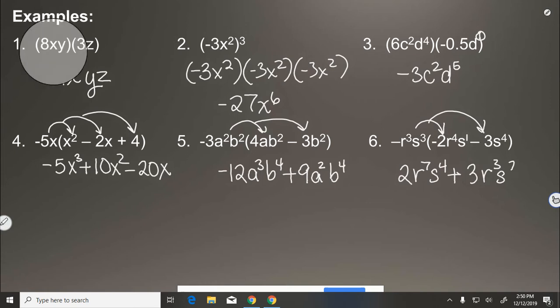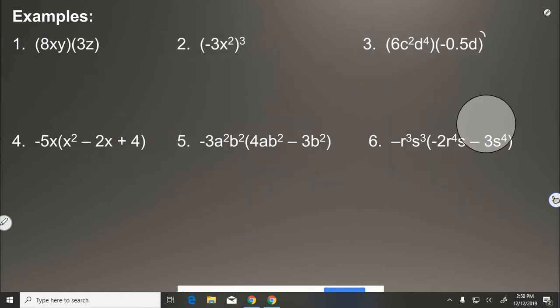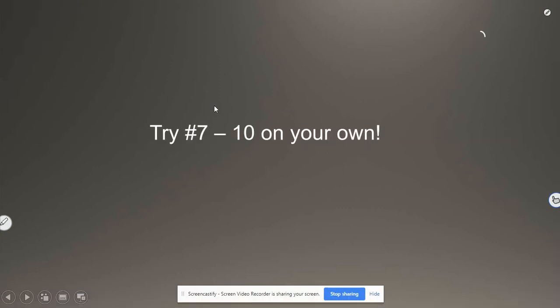All right, so that's multiplying. You multiply the numerical bases and you add the exponents of like variable bases. So now you're going to try some of those on your own, 7 through 10, and then pick up back here.